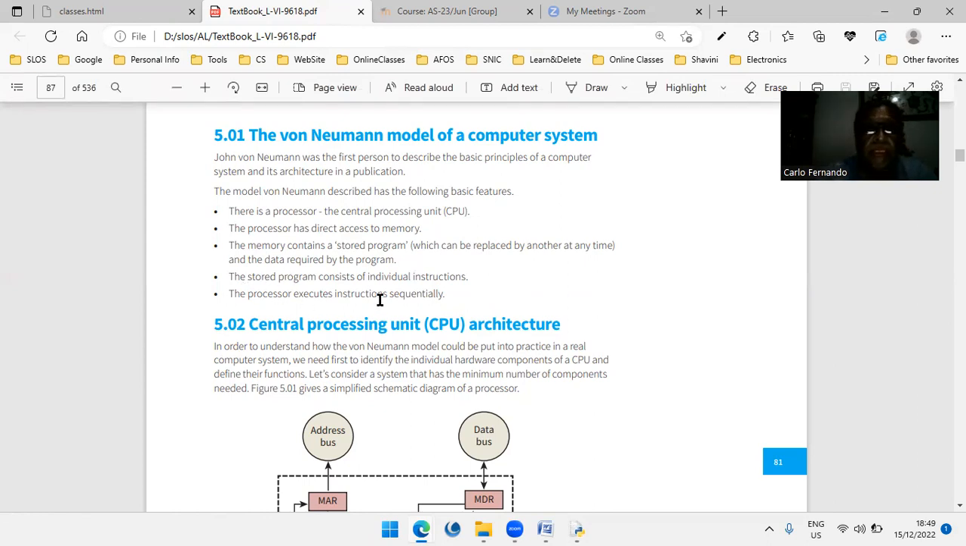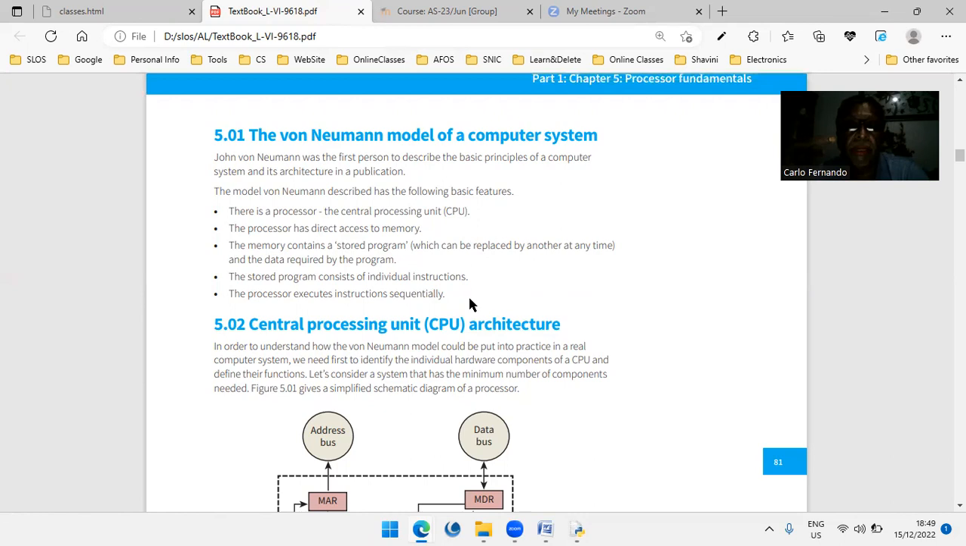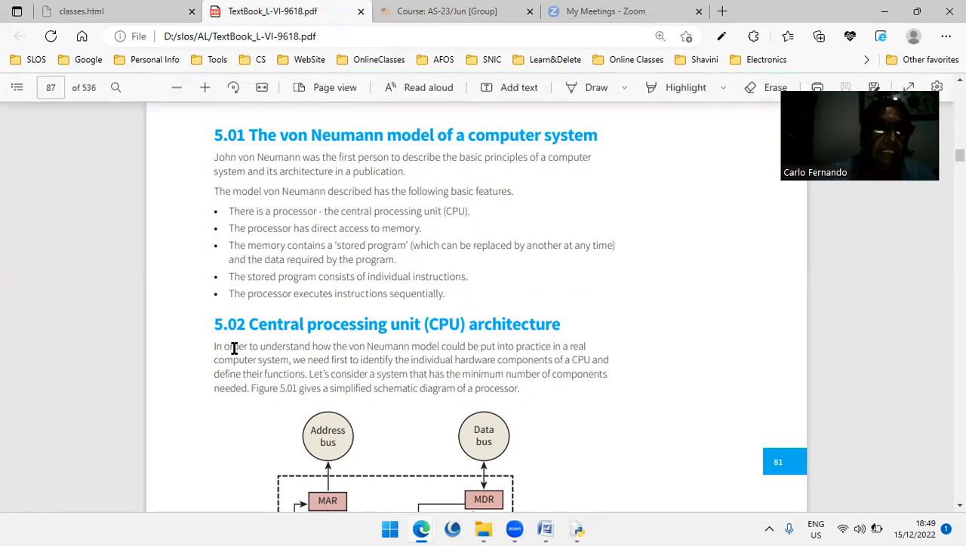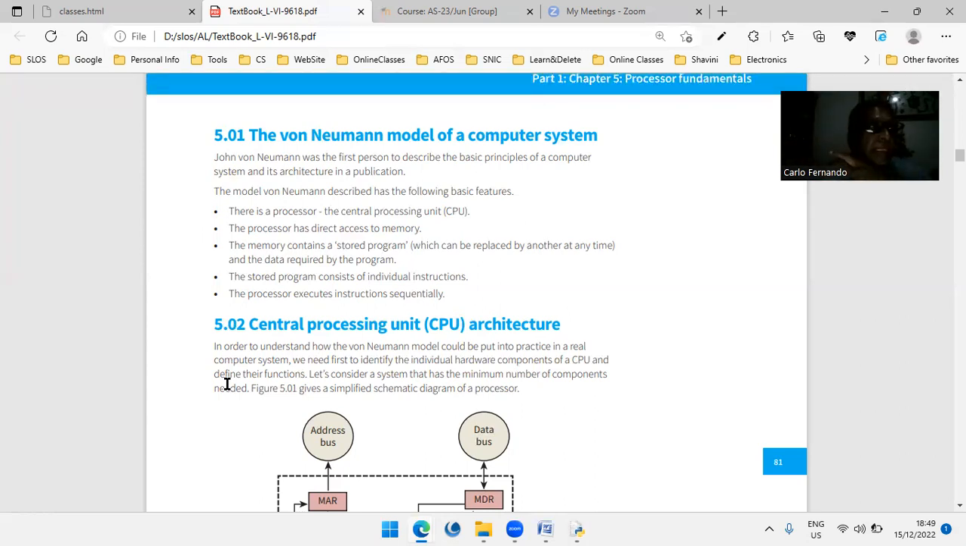And the processor executes instructions sequentially. In sequence, the order, sequentially. It won't jump and take something that it fancies. This instruction is easier to execute, I will do that first. You can't do that. So then central processing unit architecture, the CPU architecture.